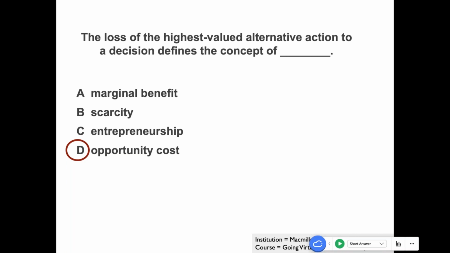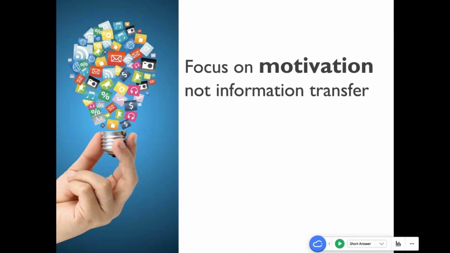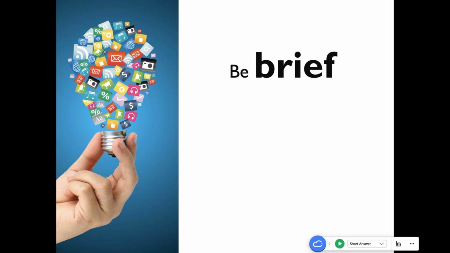But telling them stuff like the definition of opportunity costs could easily be replicated with a recorded video of myself or something like that. It will not be cost effective to do it in a Zoom time version. So here's another tip for you. If you do have to do a synchronous version, a Zoom class, focus on motivation rather than information transfer. Now, if you do have to do some information transfer, which is what I'm going to do now, just be brief, all right?